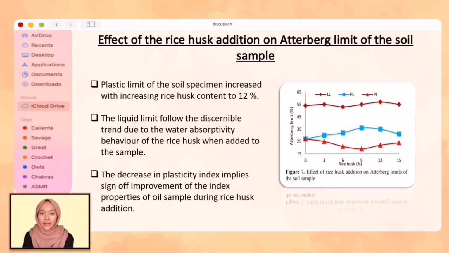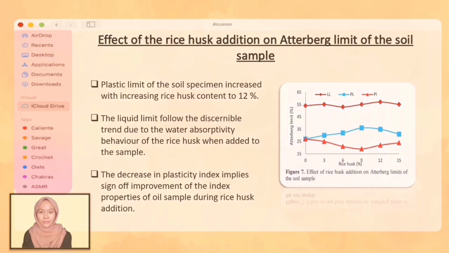Next, the further explanation and discussion on the result is provided. The effect of the rice husk addition on the Atterberg limit of the soil sample. The plastic limit of the soil specimen increased with increasing rice husk content up to 12%. Liquid limit follows a discernible trend due to the water absorptivity behavior of the rice husk when added to the sample. Discernible trend is the tendency to approach a constant liquid limit. Decrease in the plasticity index implies a sign of improvement of the intact properties of the soil sample during rice husk addition.